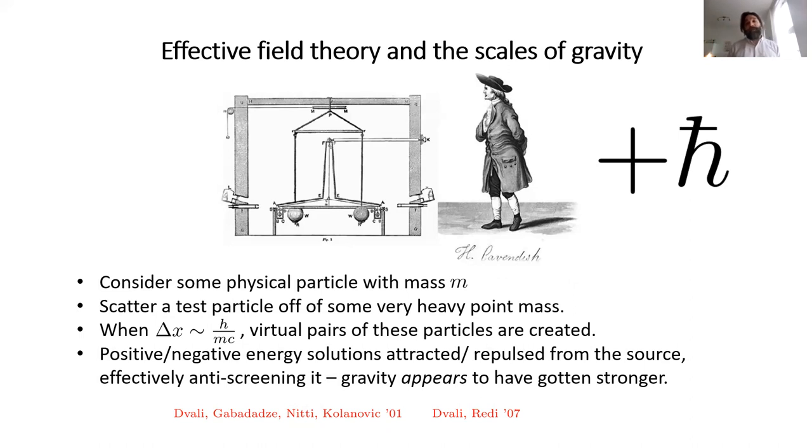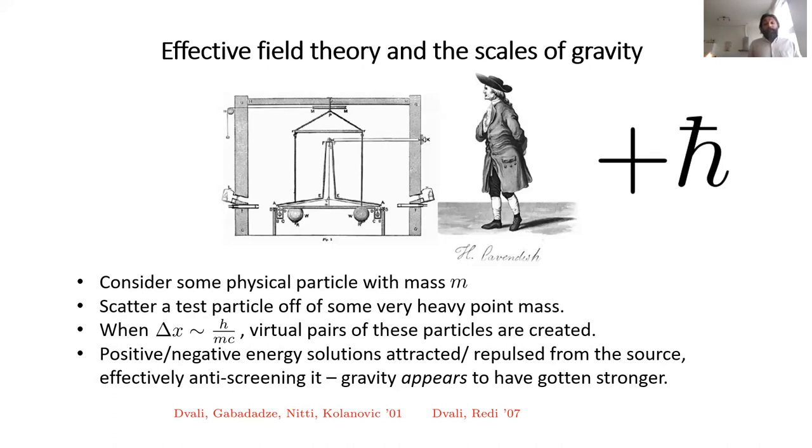In order to understand this, we need to basically repeat the Cavendish experiment, but now by switching on h bar. This is where things get very interesting. Consider some particle with some physical mass m. This is not the two test masses you're jiggling about. Imagine you're scattering a test particle off of some very, very heavy point mass. This is a very crude thought experiment, but once the impact parameter becomes less than the inverse Compton wavelength of this mass, then virtual pairs of these particles could be created.